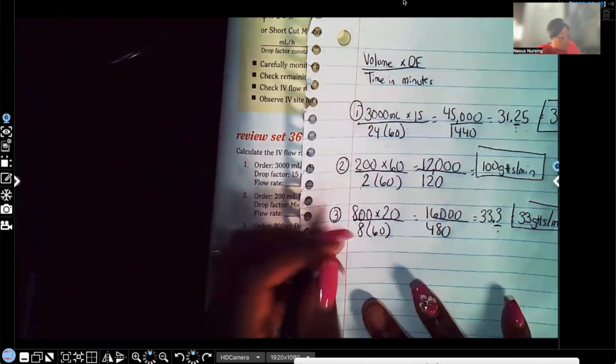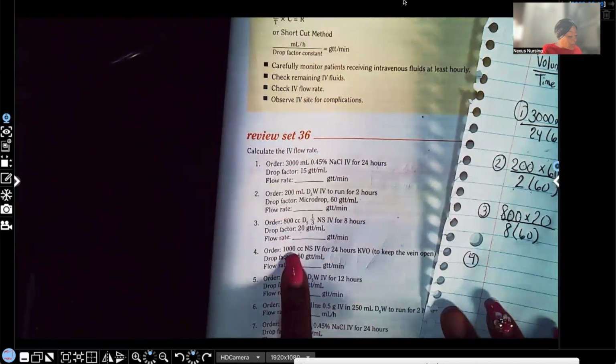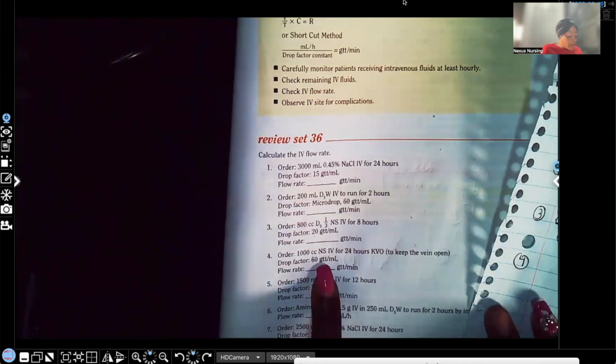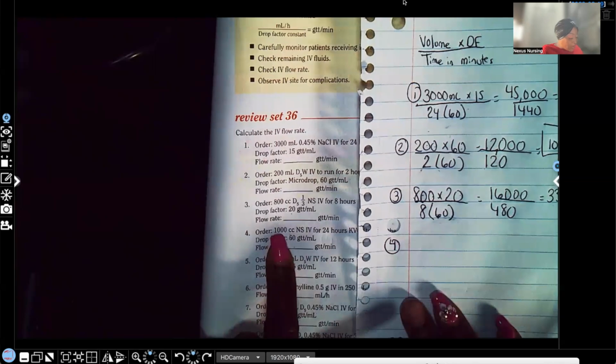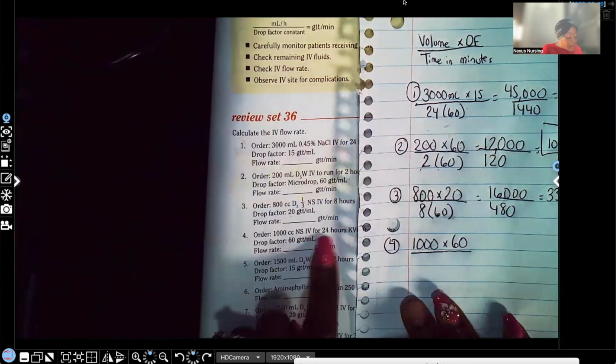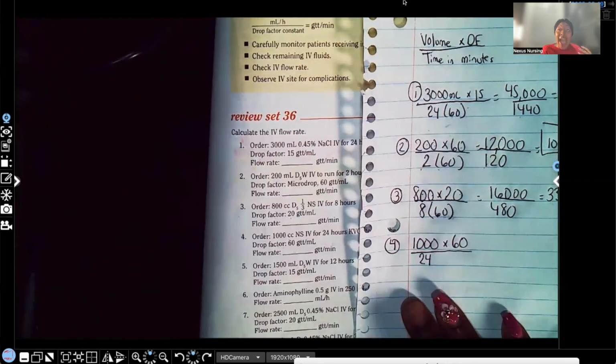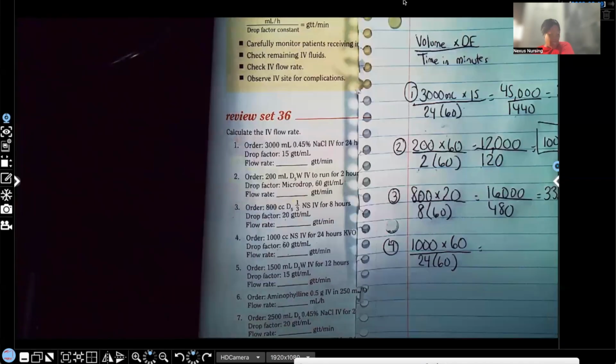All right, let's do number 4. Number 4 is 1,000 cc's normal saline IV for 24 hours to keep the vein open, and a drop factor of 60. So let's go ahead and plug in our numbers. Volume is 1,000. Drop factor 60. Time in minutes, they gave us 24 hours. But because they gave us 24 hours and not minutes, we have to go ahead and multiply by 60. So do 1,000 times 60.